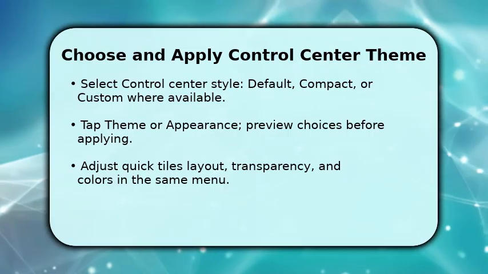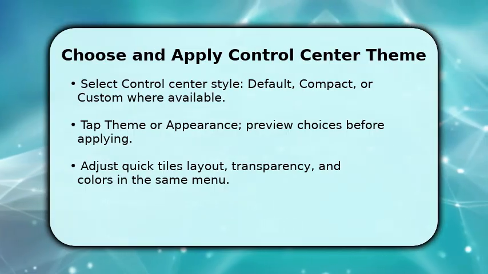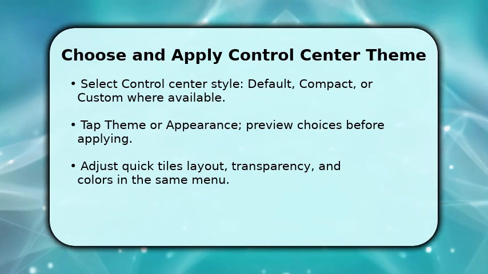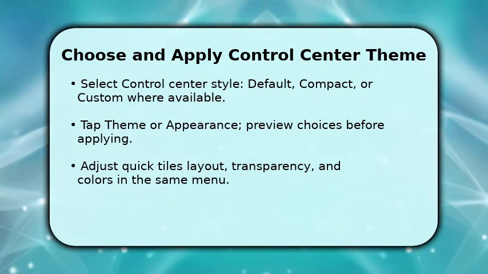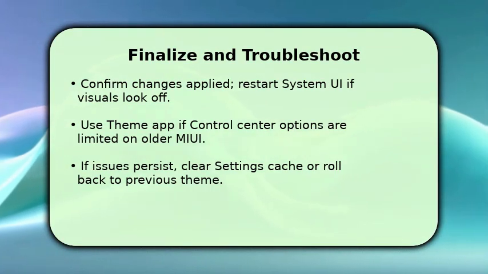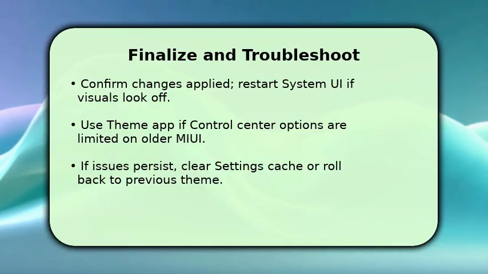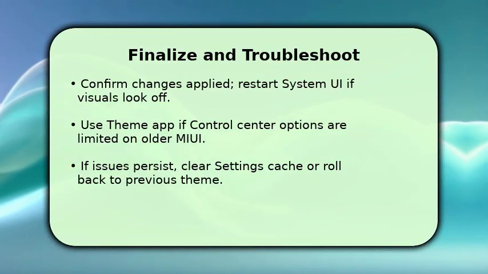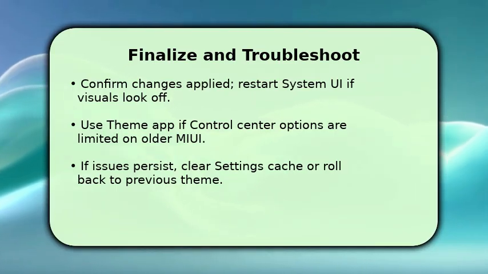Once satisfied, tap Apply. This replaces the look immediately, but make sure to test a couple screens to verify contrast and icon clarity. To finish, verify the new Control Center theme across notifications and lock screen so everything looks consistent. If visuals are glitchy, restart the system UI or reboot the phone. This often resolves temporary rendering issues.